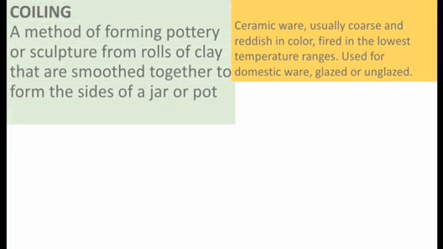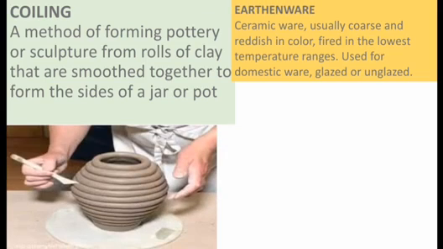Coiling, a method of forming pottery or sculpture from rolls of clay that are smoothened together to form the sides of a jar or pot. You can see a good example of the coil method. These are coil pottery. You can see in the picture that the surface of the pottery is coiled.